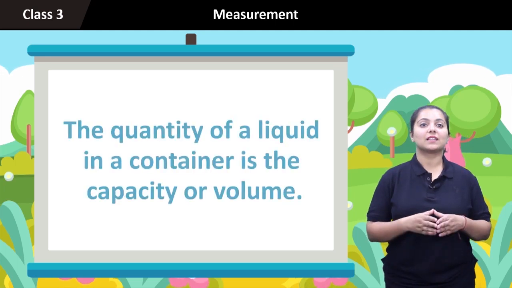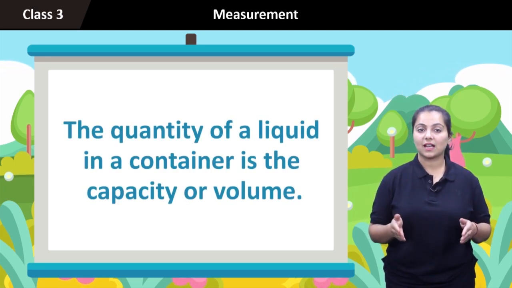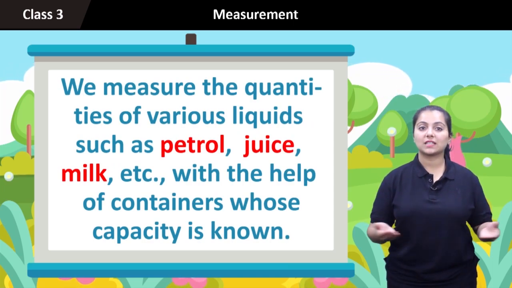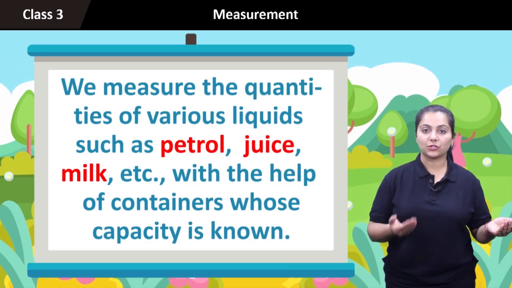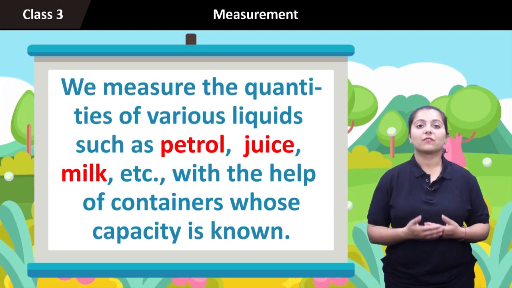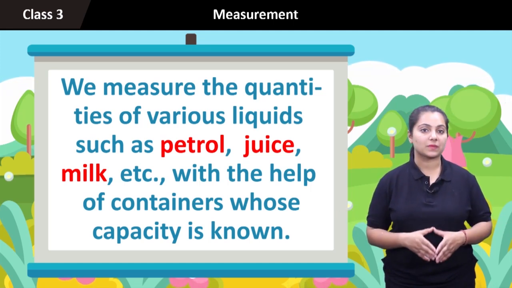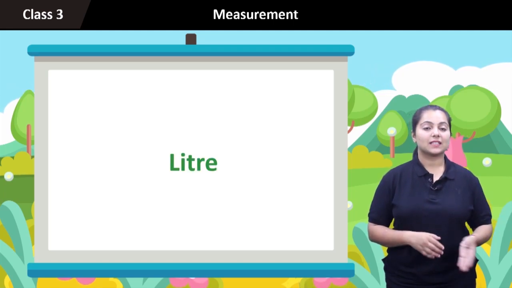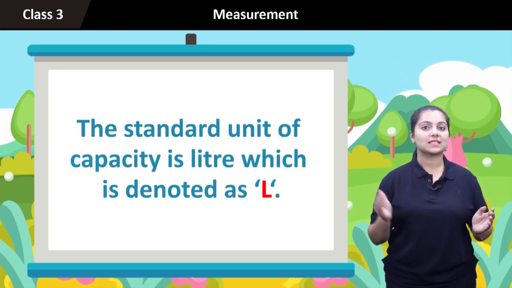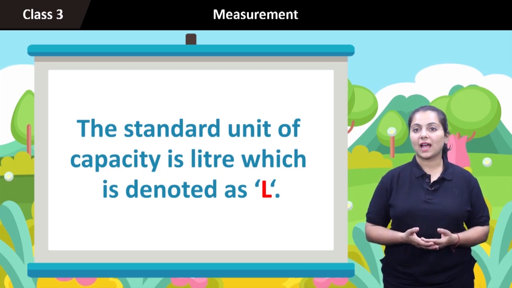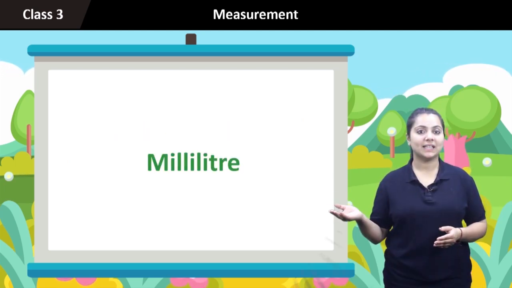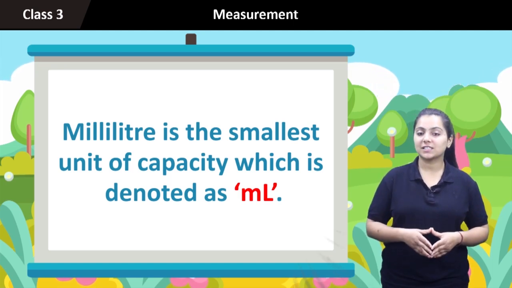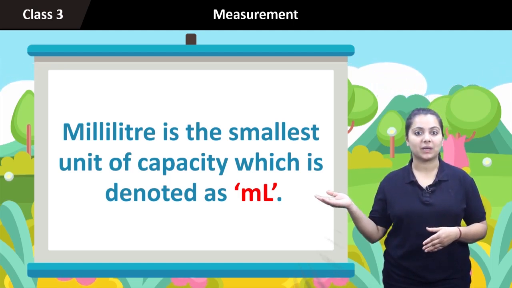Capacity. The quantity of a liquid in a container is the capacity or volume. We measure the quantities of various liquids such as petrol, juice, milk, etc. with the help of containers whose capacity is known. Units of capacity. Liter. The standard unit of capacity is liter, which is denoted as L. Milliliter is the smallest unit of capacity, which is denoted by ml.